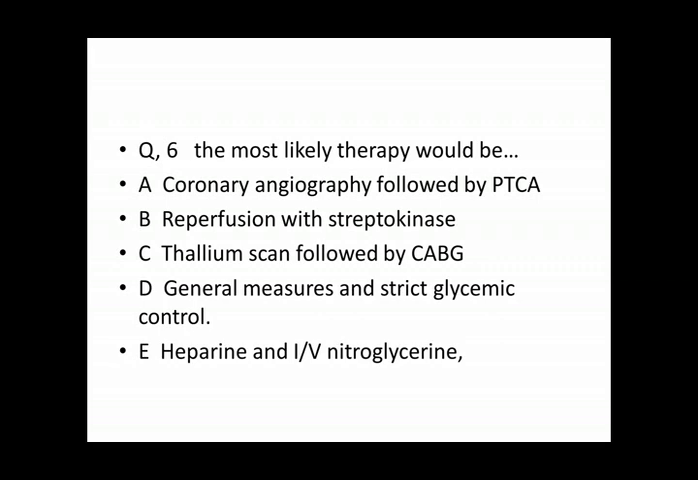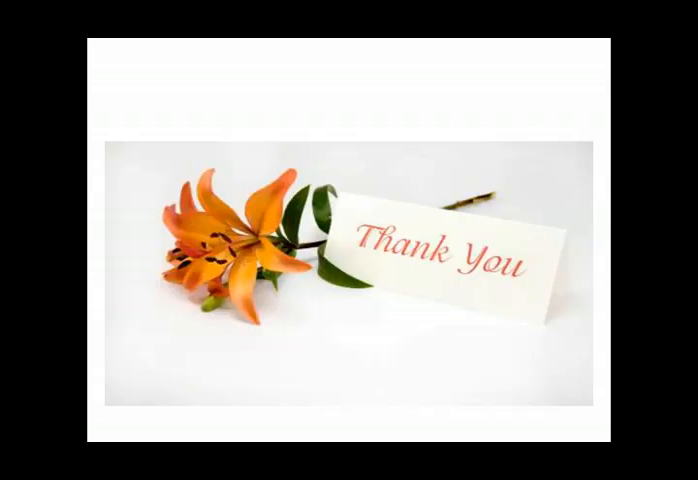Sixth question: the most likely therapy would be coronary angiography followed by PTCA, reperfusion with streptokinase, thallium scan followed by CABG, general measures and strict glycemic control, and lastly heparin and intravenous nitroglycerin. Choose one, which is the best option. So this is the case which I have presented in front of you, the second case. And there are 6 questions I have put.